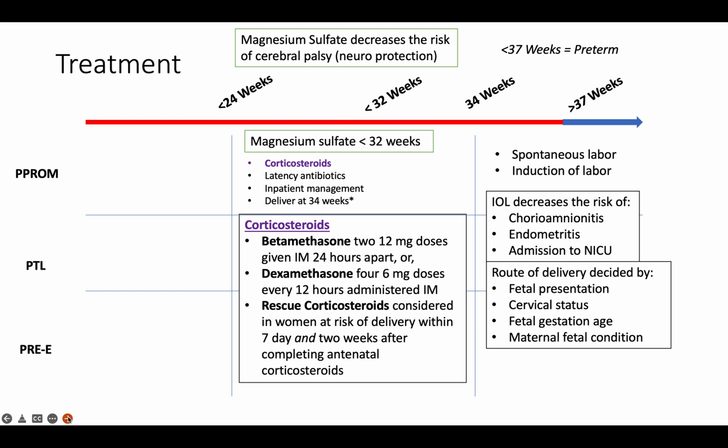The corticosteroid regimen includes betamethasone, two 12 milligram doses given IM 24 hours apart over 48 hours, or dexamethasone, 4 6 milligram doses every 12 hours administered IM. Most likely you'll see betamethasone, and you'll see in the chart or in the unit a mom being beta complete, meaning she has received her doses of betamethasone. Moms may also receive a rescue dose or rescue corticosteroids, and this is considered in women at the risk of delivery in 7 days, and it's been at least 2 weeks since they've completed their antenatal course of corticosteroids.